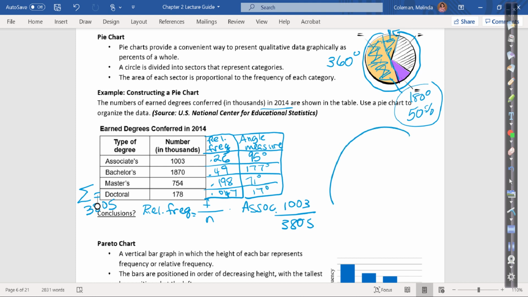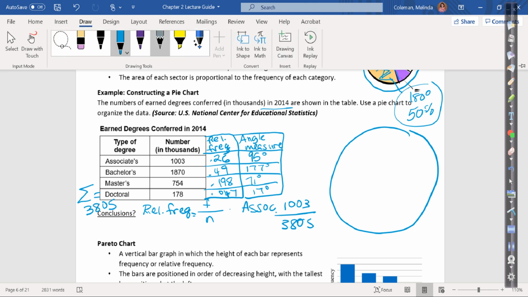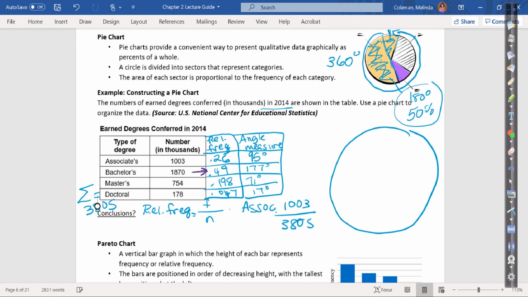So when I draw my circle, look for the things that make sense to you. So this one is about half the circle, 180 degrees. No one's going to get a compass out and make sure that you're measuring exactly 180 degrees. But I can say that this portion right in here represents my, now be careful, bachelor's degrees.